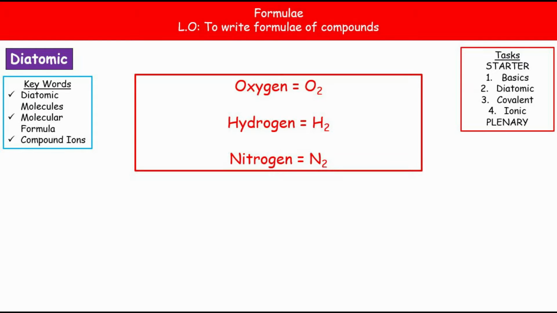So, as we already said, these are all diatomic. So, oxygen is a capital O with a subscript 2. Hydrogen, capital H with a subscript 2. And nitrogen, capital N with a subscript 2. So, give yourself a mark out of 3 based on how many you got right there.